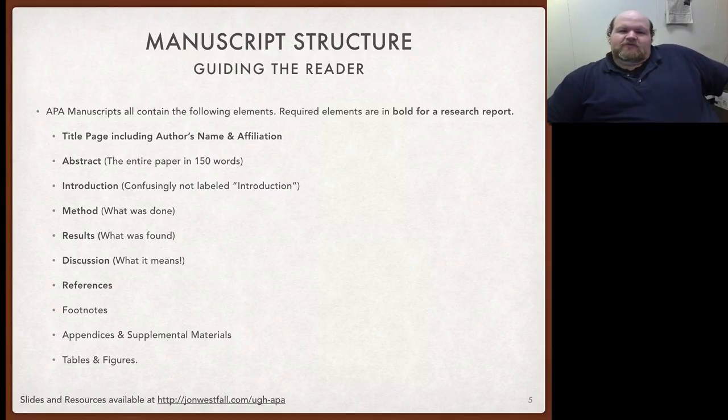APA manuscripts, first and foremost, all follow a structure that doesn't change very much either through term paper or research report. There are some sections here that will only show up if you're doing a research report. Other things will be there regardless. So the first thing is the title page, including the author's name and affiliation. An author note can go on that page as well. And that is the only thing on that page, is the information about the name, the affiliation, and any author note. So you don't start writing on the very first page. It's a mostly blank page.